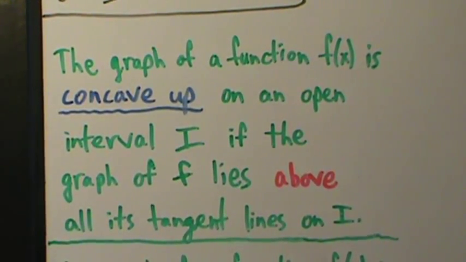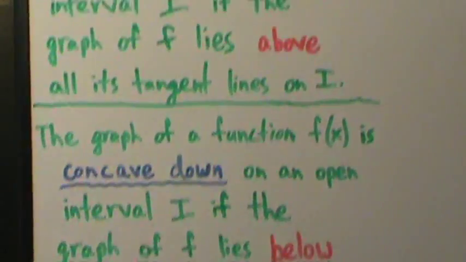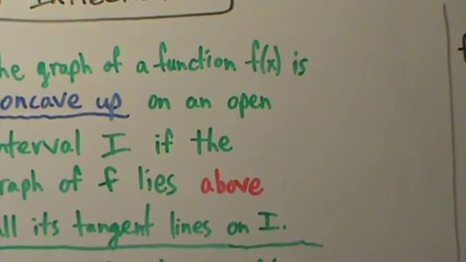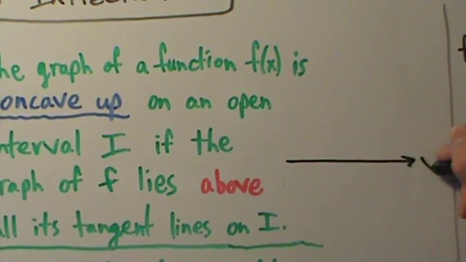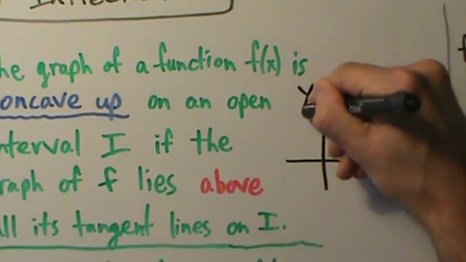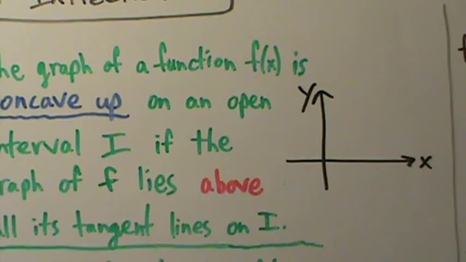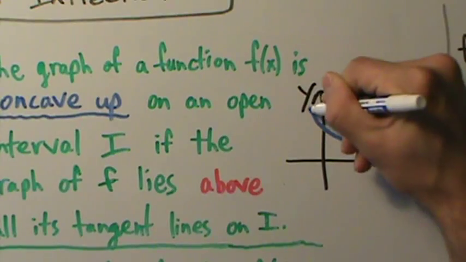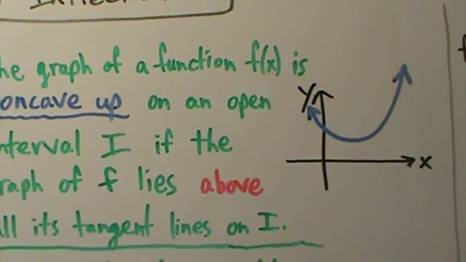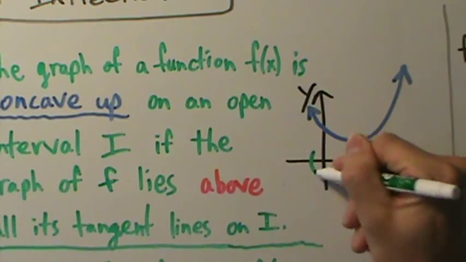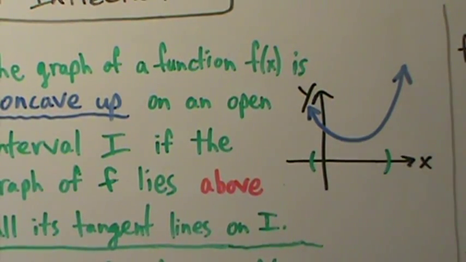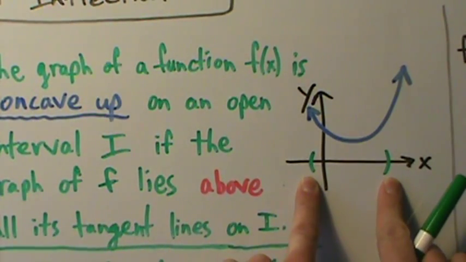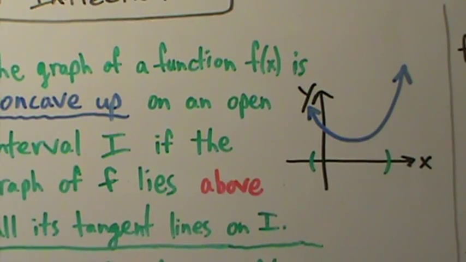Okay, so we have concave up and concave down. Let's see what this looks like. We're going to draw some simple examples. Let's make our x-axis and our y-axis, and we'll just have a simple function f here. Let's take a look at this interval starting here and ending here. This is going to be our open interval I, from whatever number this is to whatever number this is. We don't really care what the numbers are, but let's take a look at the tangent lines in that interval.